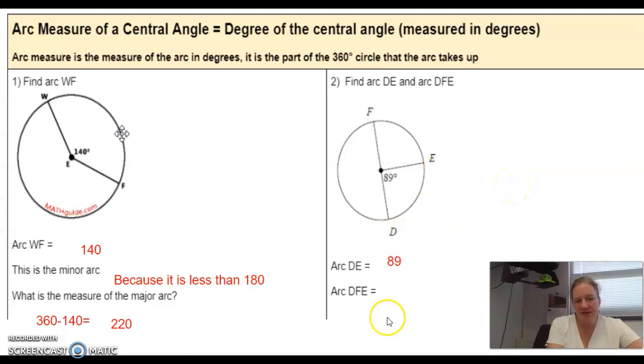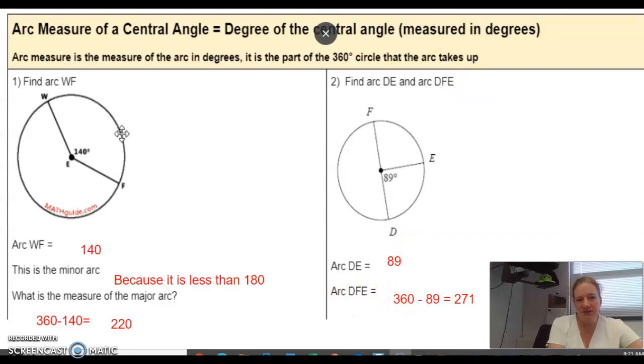So my arc is 89. I want to find DFE. Let me just trace that so you know what it is. I start at the letter it's talking about, D. I go all the way through the letter F, and I continue to the letter E.